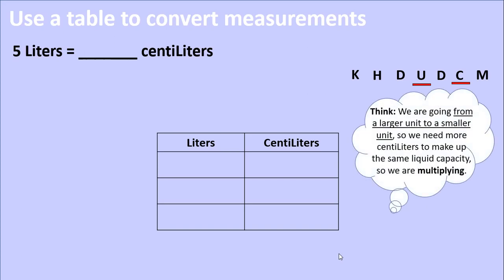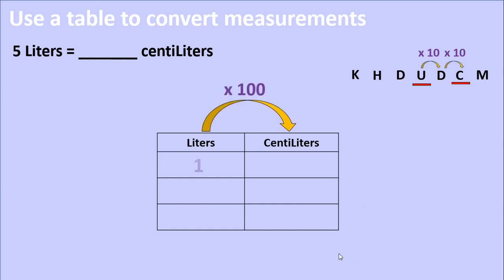Think, we're going from a larger unit to a smaller unit, so we need more centiliters to make up the same liquid capacity. So we're going to be multiplying. We're moving over two places, so 10 times 10 is 100. Now let's use our numbers to put in the table.